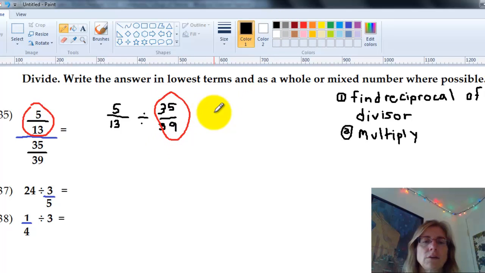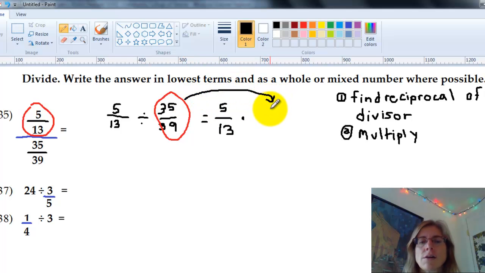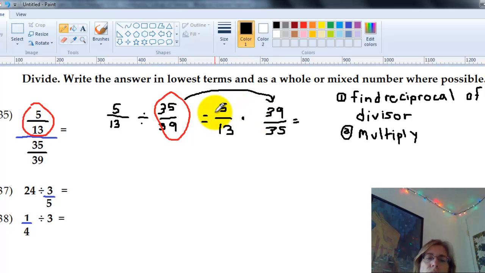So let's do that. We'll rewrite the problem as multiplication now, and we will find the reciprocal of the divisor, 39 35ths, and we can just simply multiply. Of course, we want to make everything easier by cross-canceling or cross-reducing. It's like reducing a fraction of 5 over 35. 5 into 5 is 1. 5 into 35 is 7.